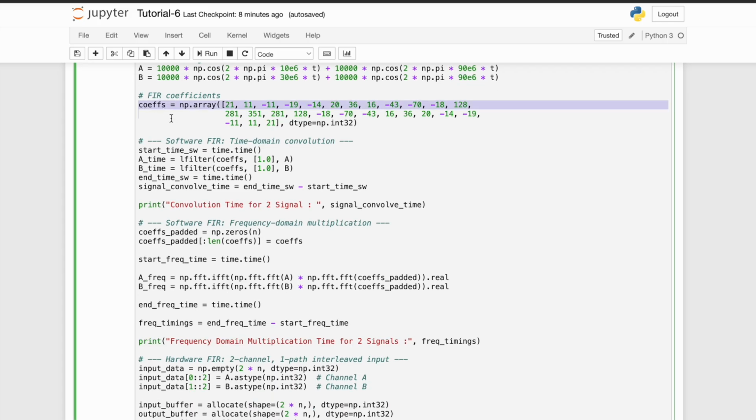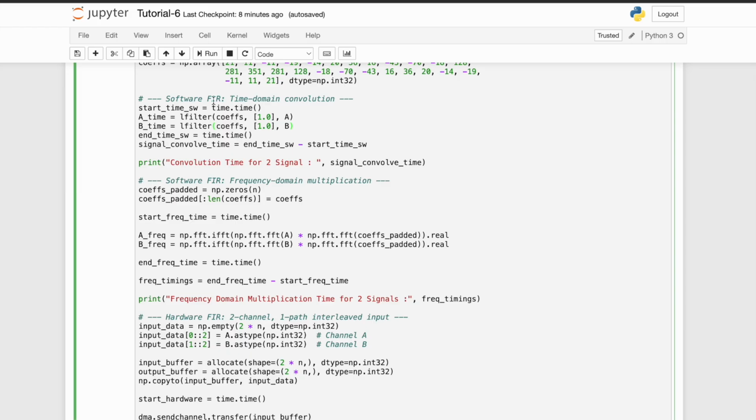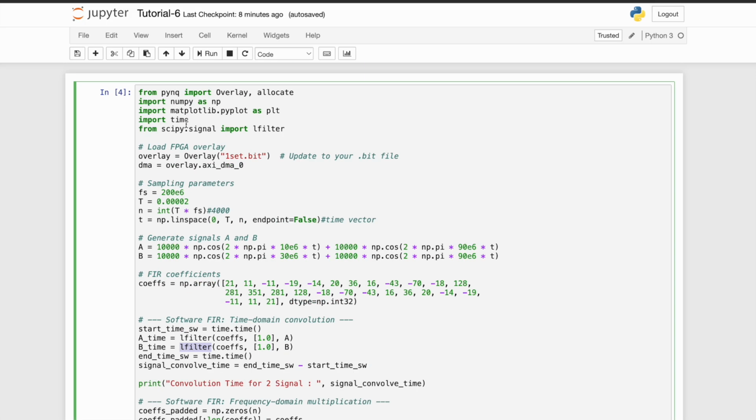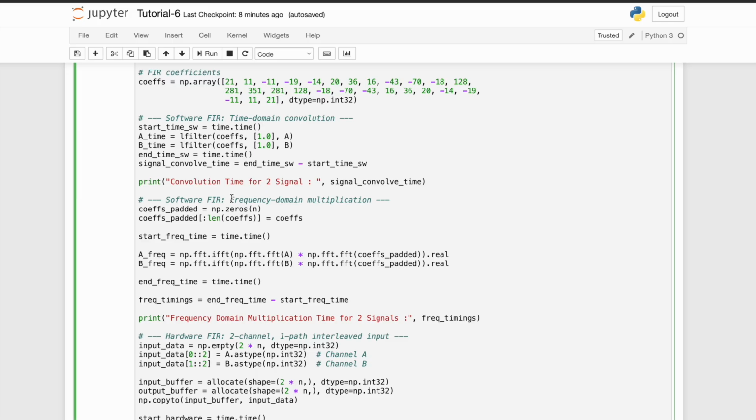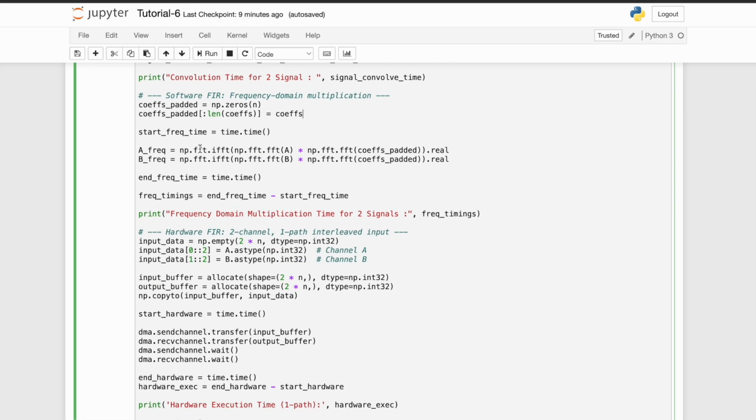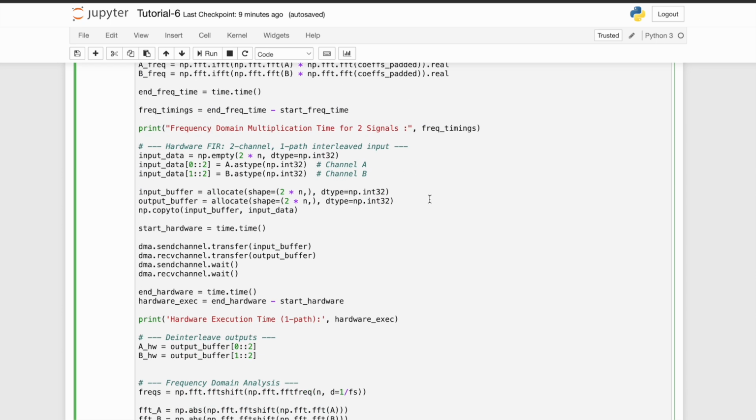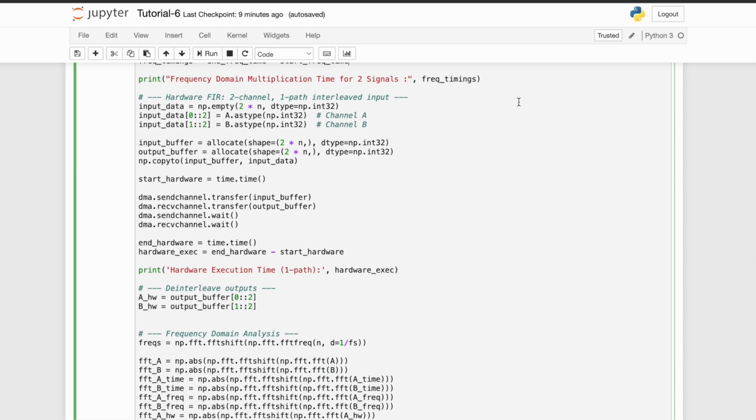We have coefficients being defined over here. Next, we do time domain convolution through a function known as lfilter from scipy. Then we have frequency domain multiplication of A and B. Next, if you would remember our tutorial 4, we were interleaving in parts of 8 due to 4 paths. Since over here I have only one path, I have an interleaving of just 2, one for channel A and one for channel B.